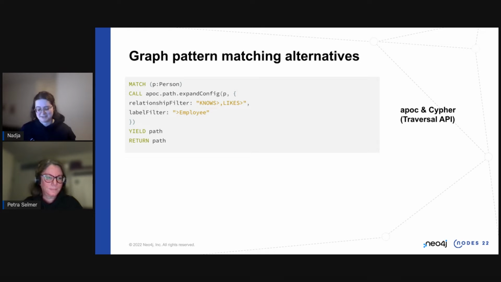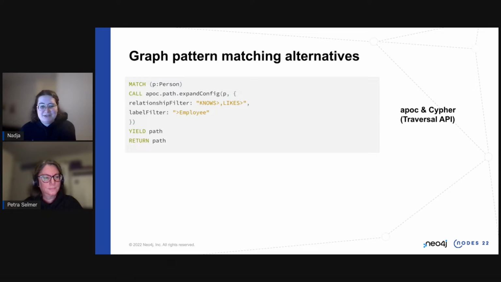So this is an example that we've seen before. This is based on the Traversal API in the background. And the Traversal API is a Java API that we have, and actually had even before Cypher was introduced into Neo4j.